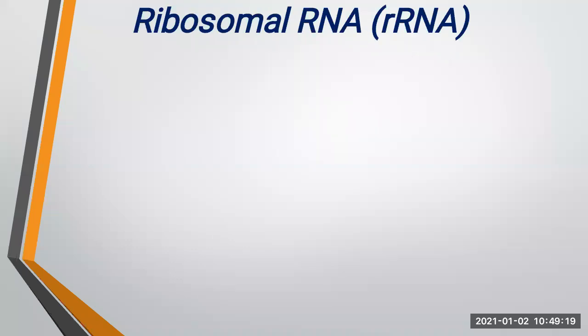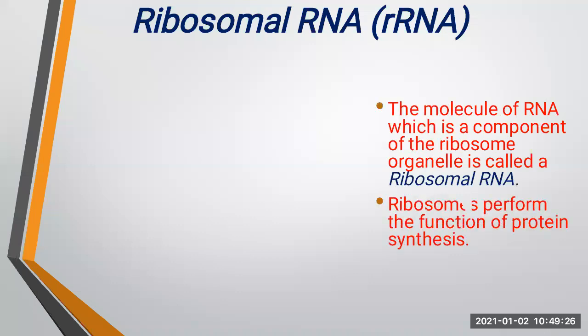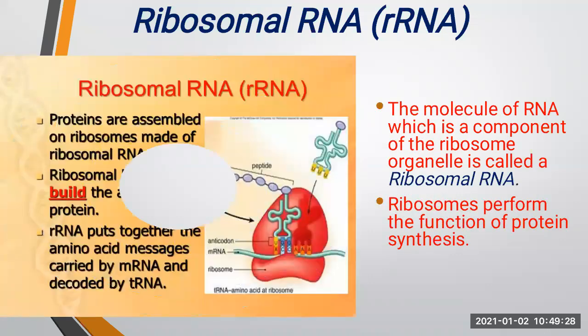Then the next is ribosomal RNA, which I was telling you, in short called rRNA. This ribosomal RNA is present in the ribosomes of the cell, right? Here the function is that proteins are assembled on ribosomes made up of ribosomal RNA. Ribosomal RNA helps build the actual protein. rRNA puts together the amino acid messages carried by mRNA and decoded by tRNA.